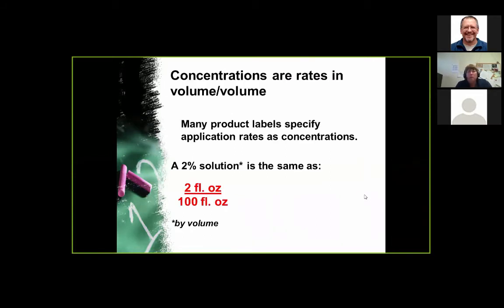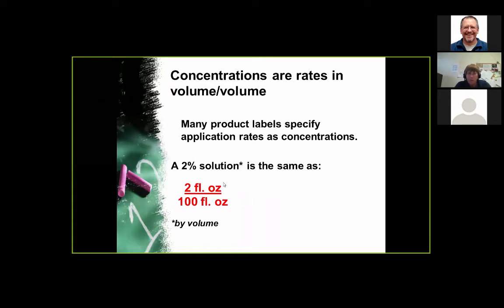Now, we use concentrations a lot in working with greenhouse products. Concentrations are a kind of rate. They're rates in volume to volume. So a lot of product labels specify application rates as concentrations. So concentrations are rates that have a unit of volume measure in the top number and a unit of volume measure in the bottom number. So for example, a 2% solution, which is a concentration, is the same as 2 fluid ounces per 100 fluid ounces of water.